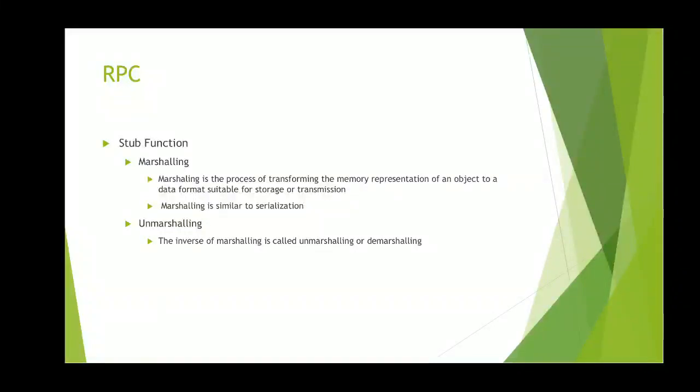Now we can go through the functions of the client stub and server stub. The client stub and server stub have mainly two functions. The first one is marshalling and the second one is unmarshalling. Marshalling is the process of transforming the memory representation of an object to a data format suitable for storage or transmission.